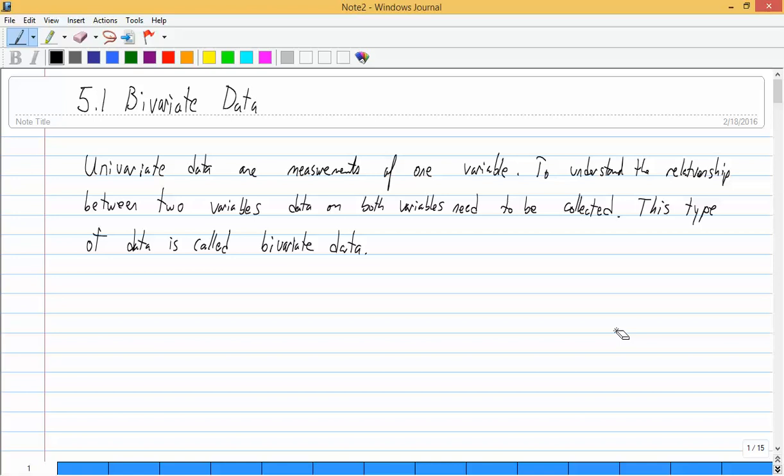Now that probably would have no type of relationship at all, but who knows, over time it may, but that was just something that popped into my head. But if you have to collect data on two different variables, then that's called bivariate data. So it's a pretty easy concept to understand.